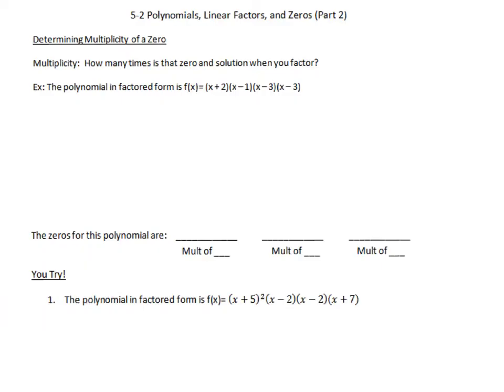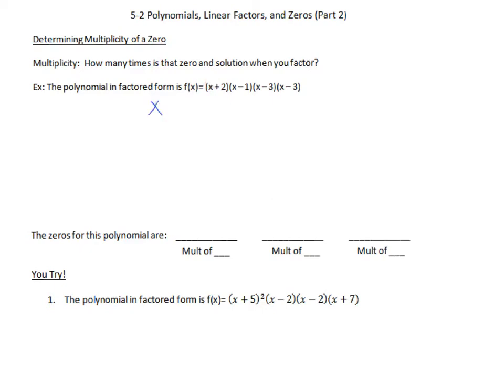Alright, so our first objective is determining the multiplicity of a zero. Multiplicity just means that we have that zero multiple times. It lets us know how many times we have it. So, for example, the polynomial in factored form is given, and it already has it factored for us. To find the zeros, all we have to do is use the zero product property, which is fairly simple.